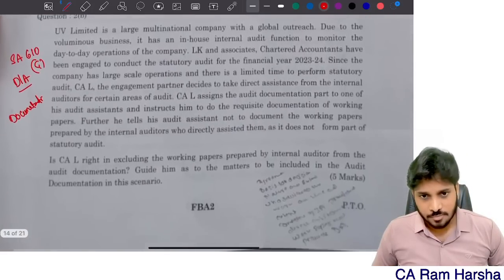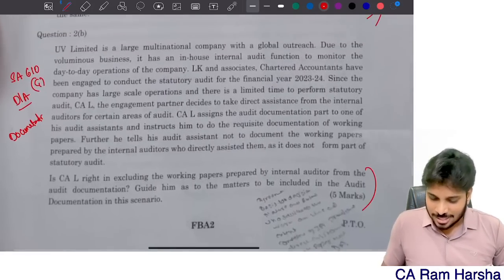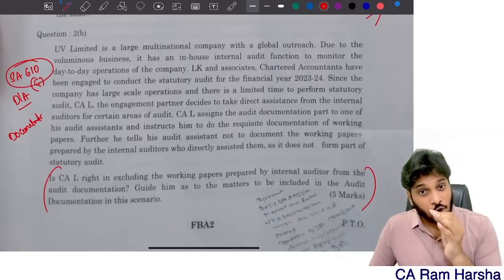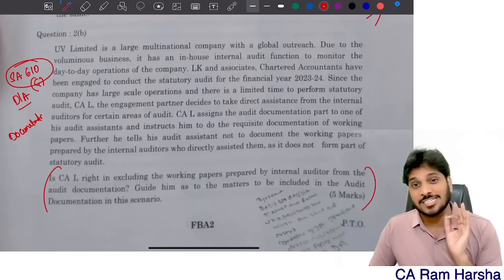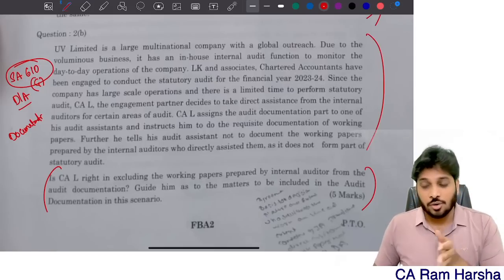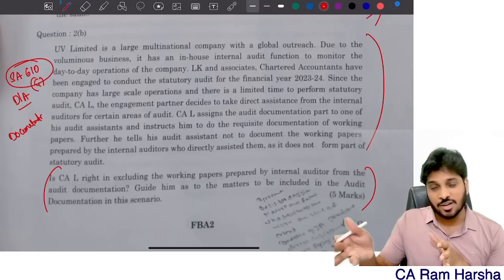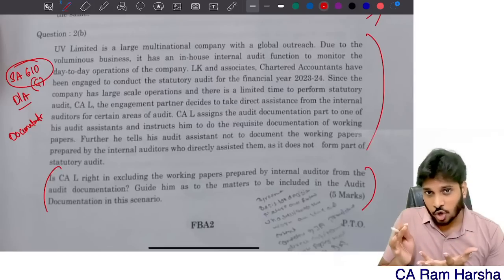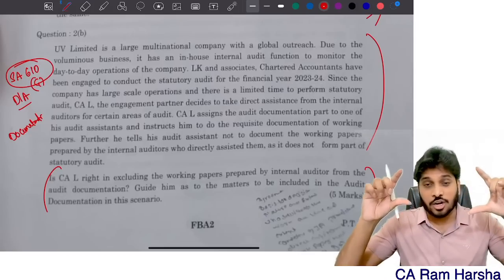Next. Coming to this one, it is straight under 610. What are the points to be included in documentation under the internal audit standard? And here they said the statutory auditor is using the internal auditor as direct assistance. That particular team member is also documenting, right? That need not be documented is what they felt.